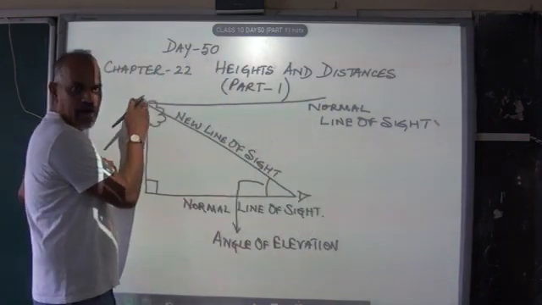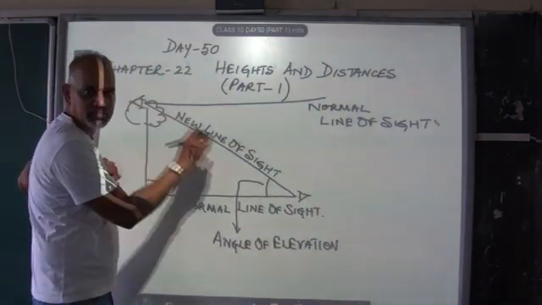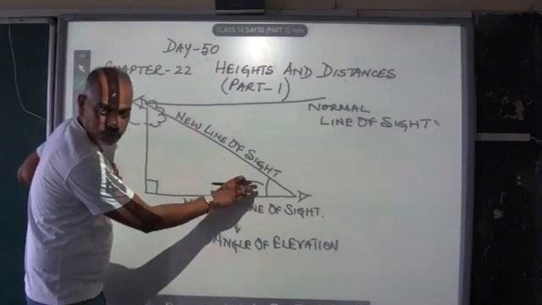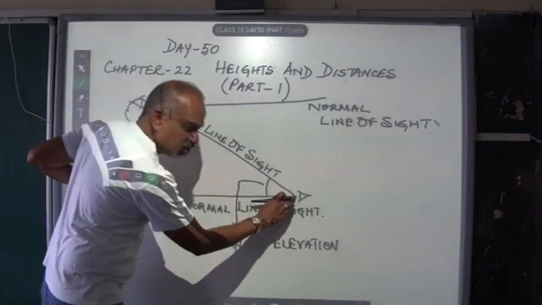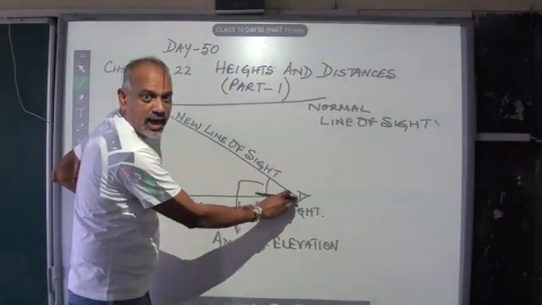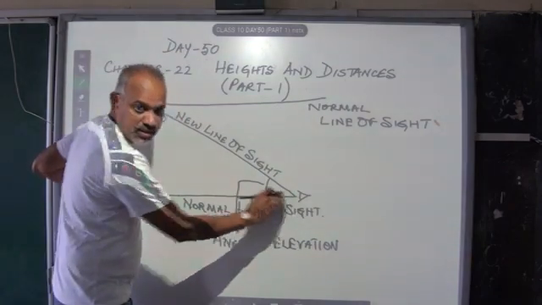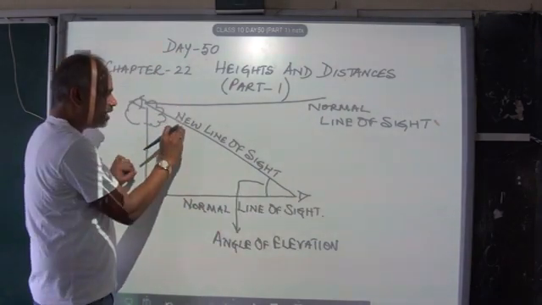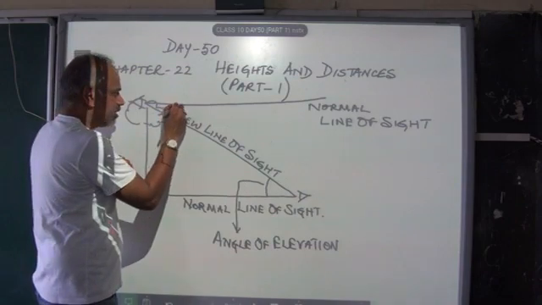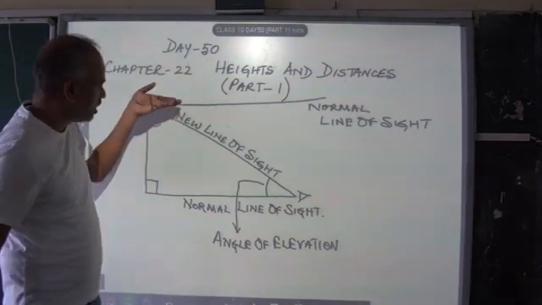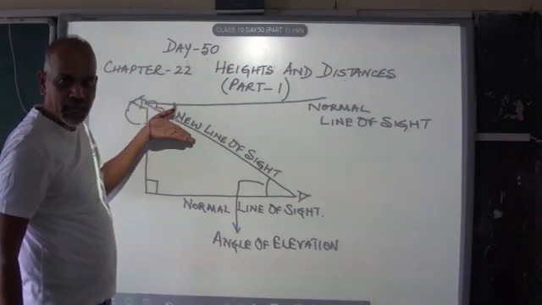And now, your eye is going to look at the car which is parked on the ground. So your eye is going to look down. So this becomes the new line of sight. You are going to look at the car. This is your normal line of sight. This is the new line of sight. Between the normal line of sight and the new line of sight, again there is an angle which is formed.